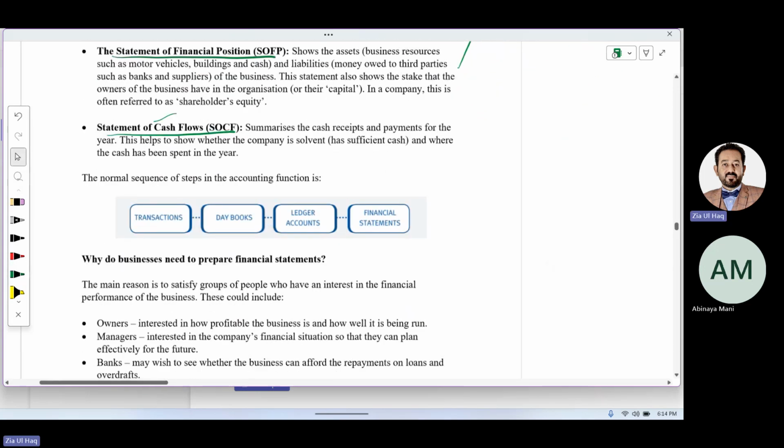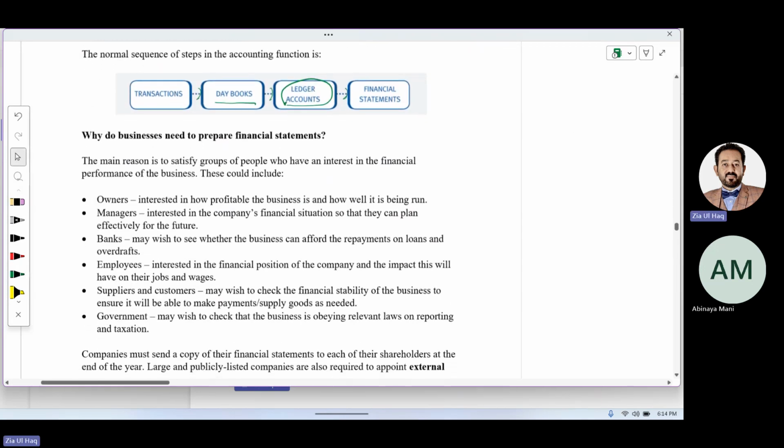The normal sequence of steps in the accounting function means that every transaction we need to record in the day book, meaning books of prime entry. From the day book accounting entries, we prepare the ledger, and from the ledger, transactions are recorded into financial statements.